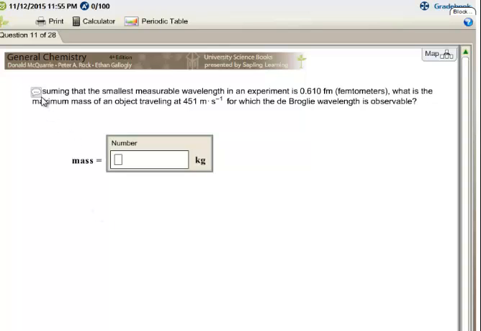So in this problem, we're told to assume that the smallest measurable wavelength in an experiment is 0.610 femtometers. And what is the maximum mass, so we're solving for mass in kilograms, of an object traveling at 451 meters per second for which this de Broglie wavelength is observable. So we know we're going to have to use the de Broglie equation because we're asked for mass and we're given velocity and a wavelength.